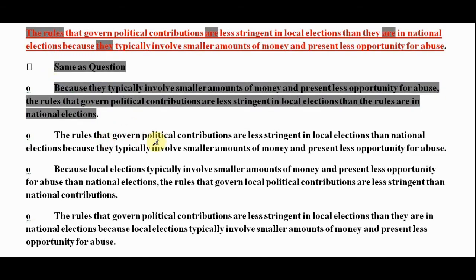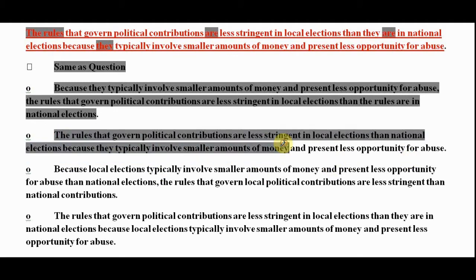Option C: the rules that govern political contributions are less stringent in local elections than national elections because they typically involve, it's been what? Rules typically involve smaller amounts of money. Although it should be local elections involve smaller amounts of money and present less opportunity for abuse. So option C is out.